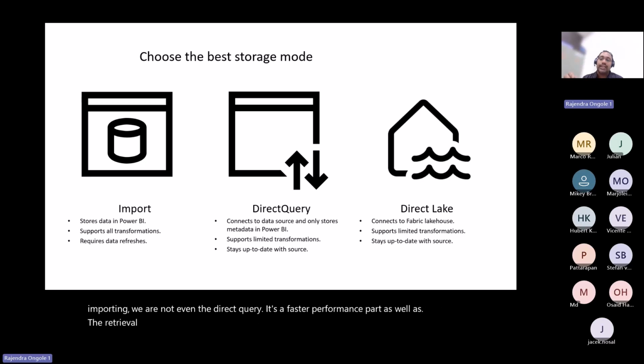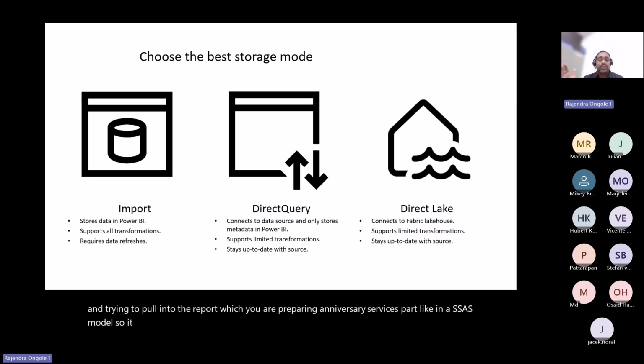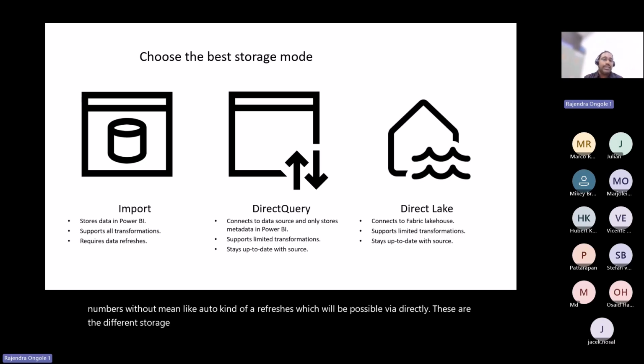We are using Direct Lake because the data is already there in the lakehouse and we pull it into the report which you are preparing on your services part, like in an SSAS model. So it will stay up to date with real analysis. We can perform it directly because the data is already available. We can bring real-time analysis and see the numbers without automatic refreshes, which will be possible via Direct Lake. These are the different storage methods that we have as of now in Power BI.